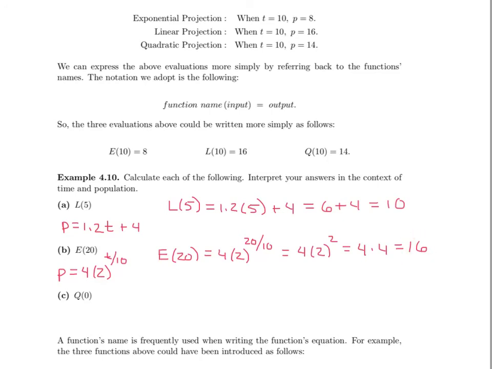Now let's proceed to part C. Here we are being asked to calculate Q at 0. In other words, we want to know what is the output of the Q function when 0 has been substituted into this function. I'm going to begin by writing down the formula or the equation for the Q function. It was given by the equation P equals 0.1 t squared plus 4.